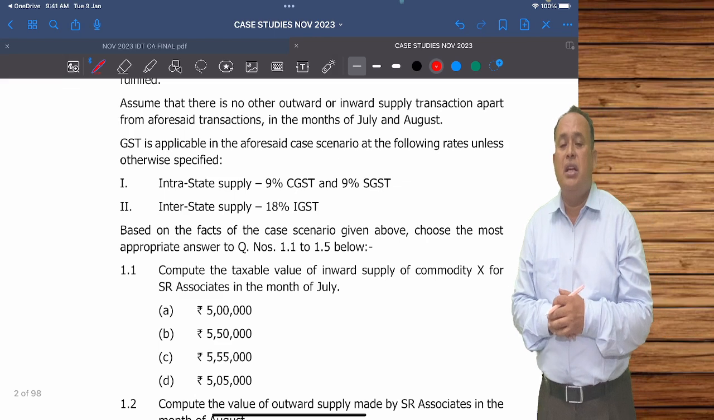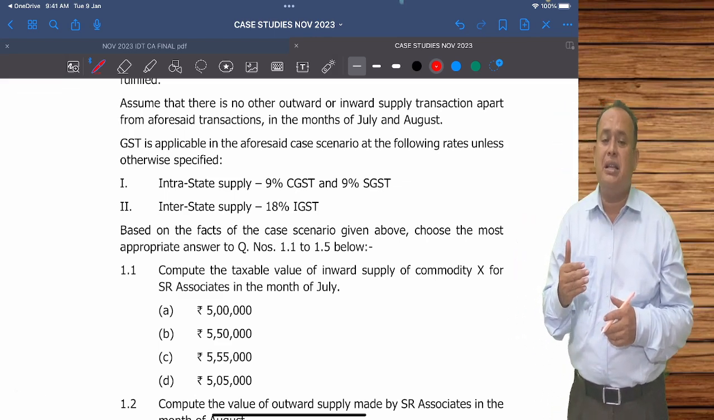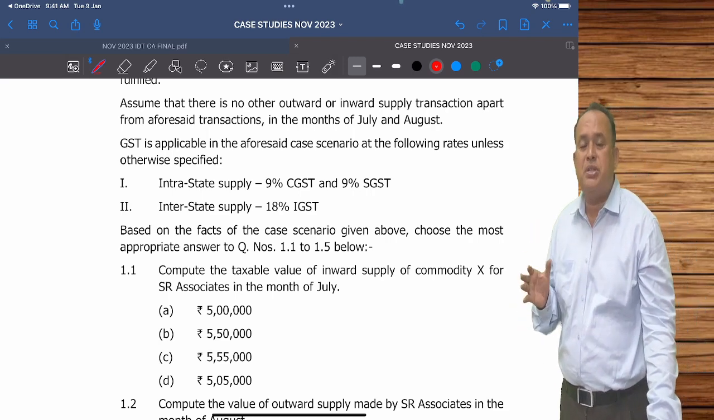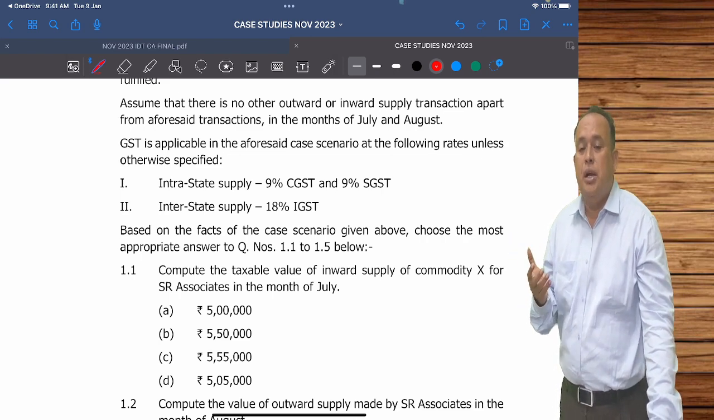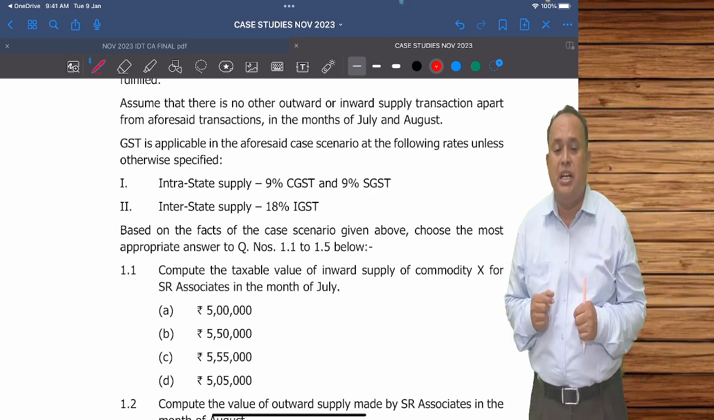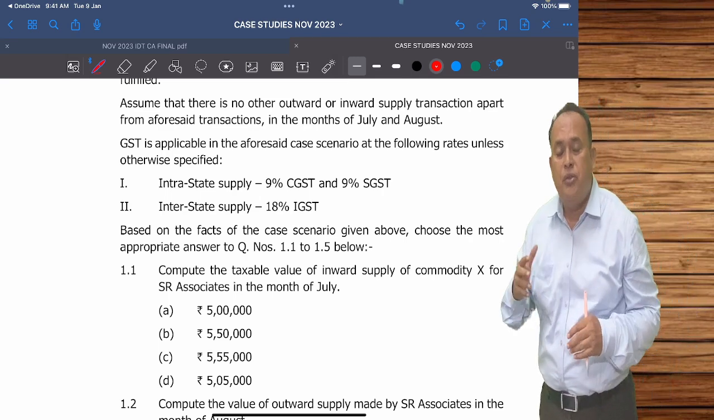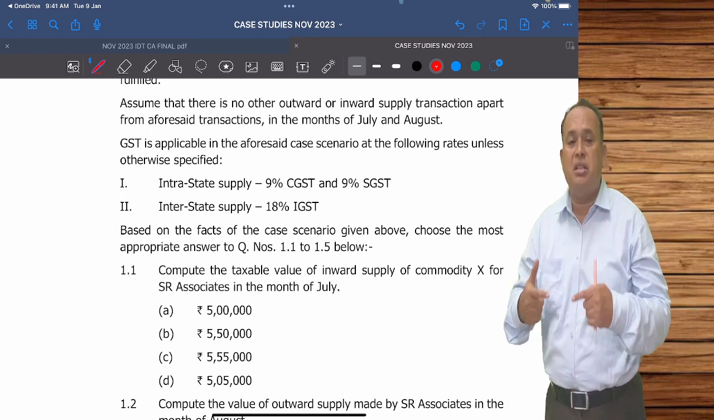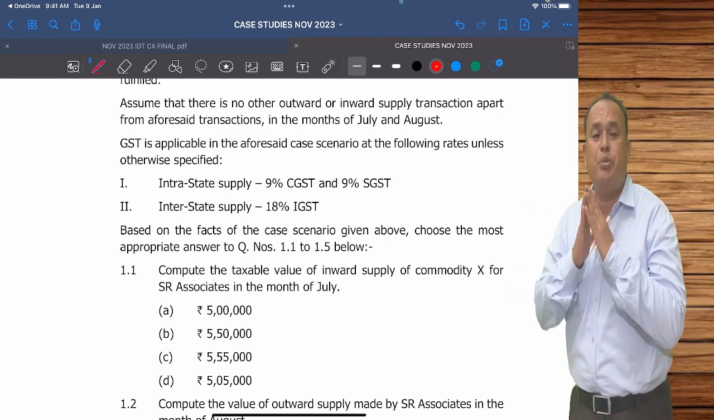GST is applicable in the aforesaid scenarios at the following rates unless otherwise specified. Intrastate supply 9% CGST, 9% SGST. Interstate supply 18% IGST. Based on the facts of the case scenario given above, choose the most appropriate answer to questions 1.1 to 1.5 below. That means there are 5 MCQs given for the given case scenario. It is a comprehensive study, my friends. As you are aware, transactions in derivatives, which are security market transactions, are neither goods nor services, therefore there won't be any tax at all.